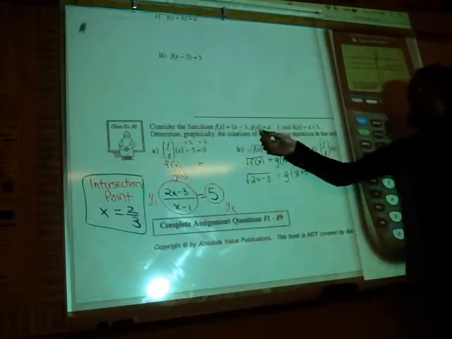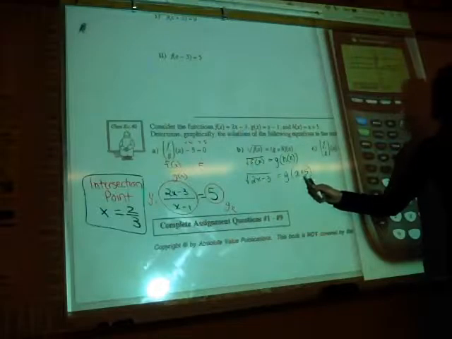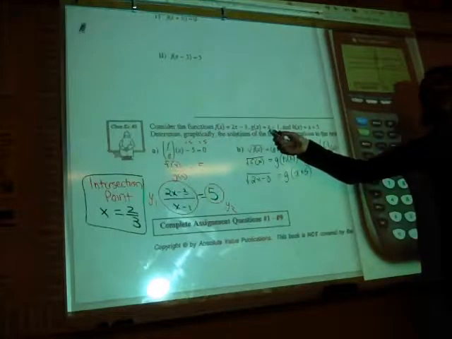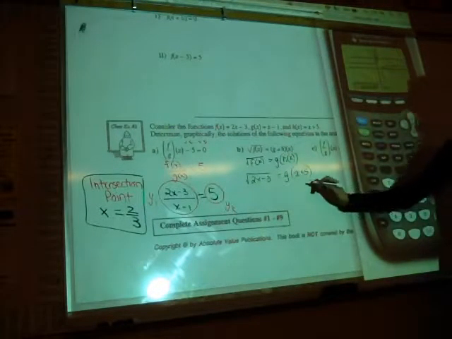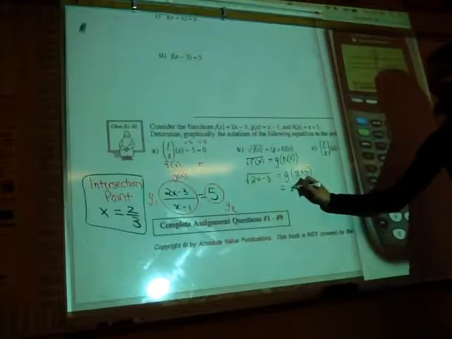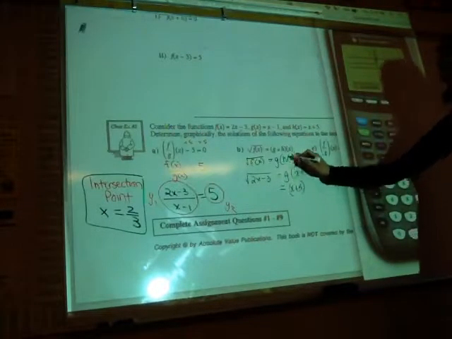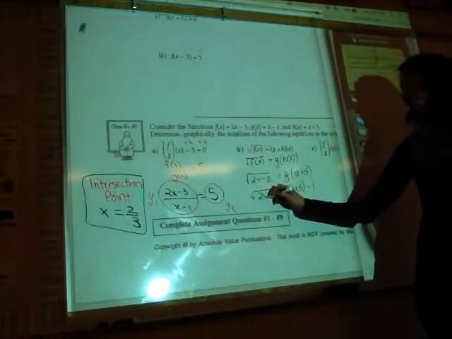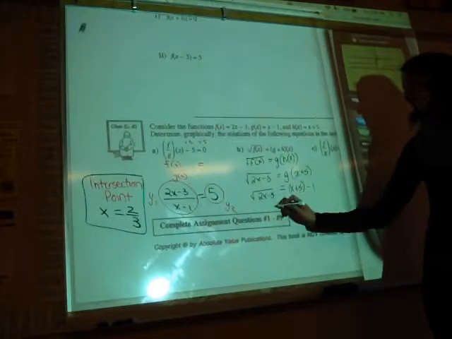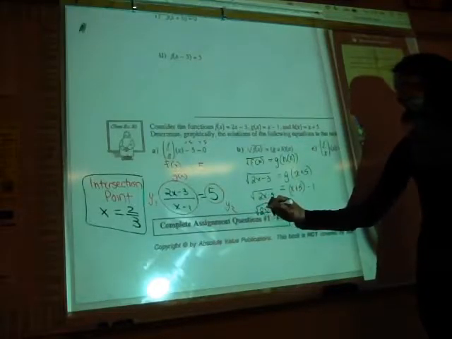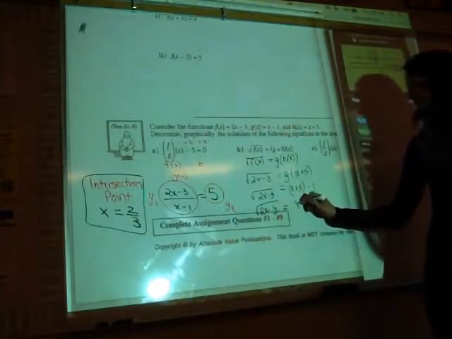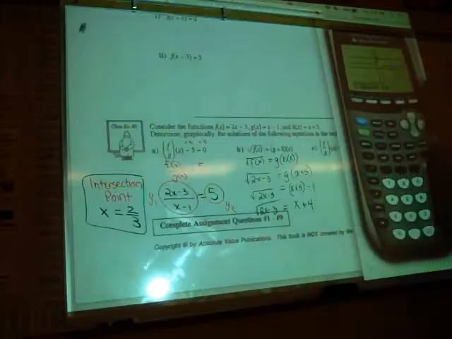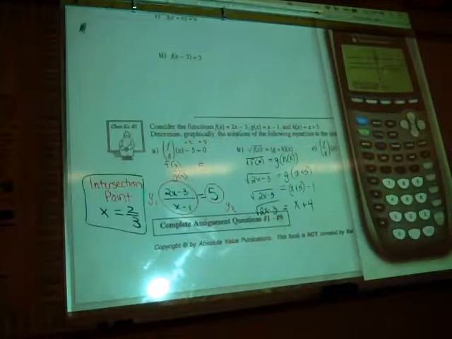So if g of x is replaced with x plus 5, that means the x in g of x is also replaced with x plus 5. So we get x plus 5, and going back to g of x, minus 1, equals the square root of 2x minus 3. So we have the square root of 2x minus 3 equals x plus 4. So I'll show you guys in a sec how to do that algebraically, but let's just graph it.